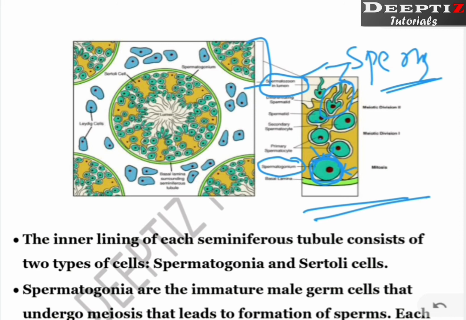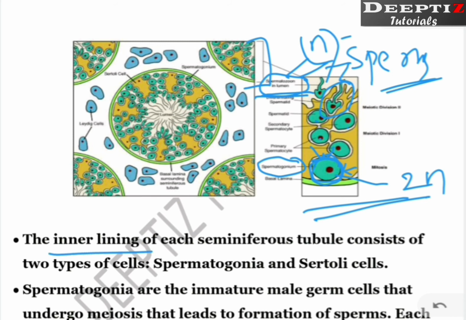What is the difference between spermatogonia and spermatozoa? Spermatozoa or sperm, both are the same but a singular-plural difference. Spermatogonium is diploid. Spermatozoa is haploid. This much you can understand. This is actually the sex cells, right?